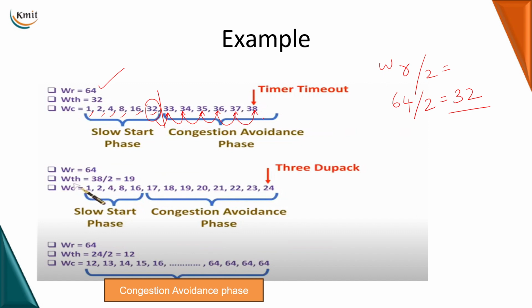Then what will I do? I will do this till there is no congestion. But if there is congestion, how will I know that there is congestion? I have a very strict warning of congestion, which is timer timeout. When do the timers time out? When you are not receiving acknowledgements.